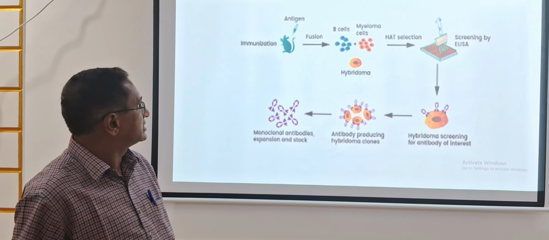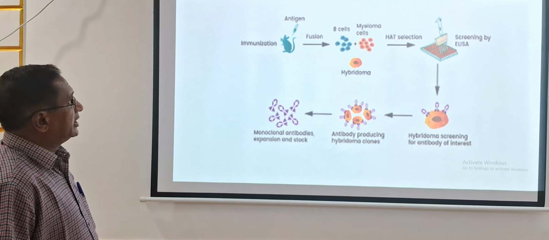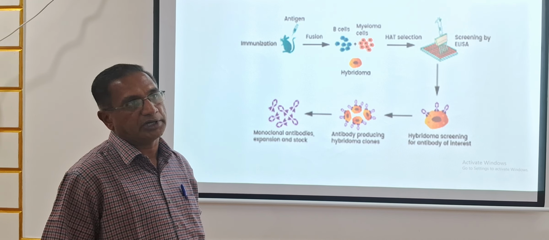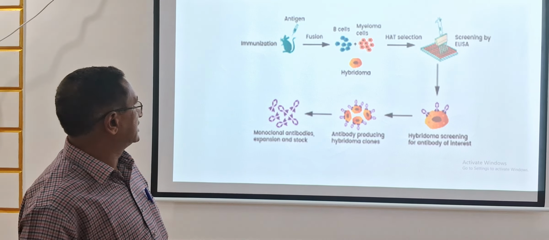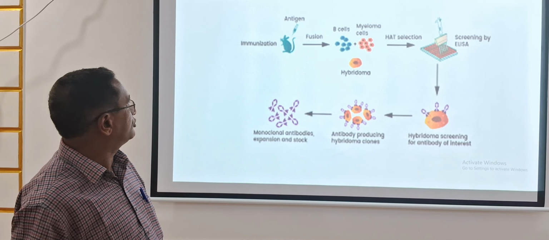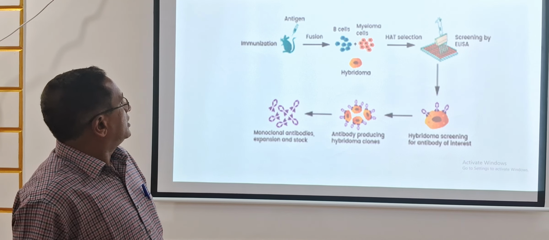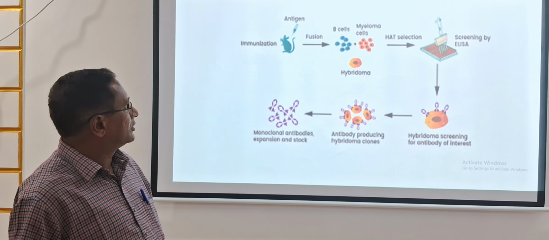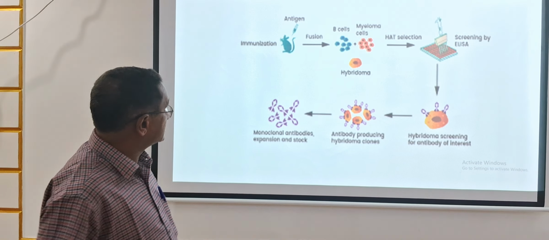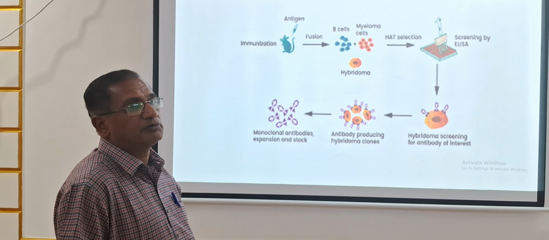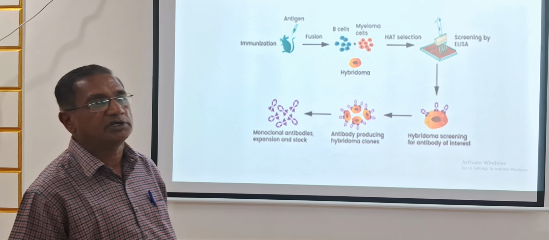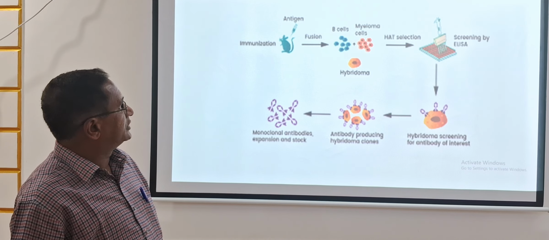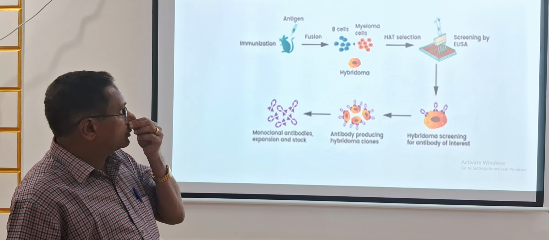So the first step is immunization. Immunization means the artificially activated substance, that is the vaccine, is introduced into the mice. Then it produces the antibody. After that, the spleen cells contain a large amount of B lymphocytes, which are involved in the production of antibody. Then the B cells are fused with myeloma cells.